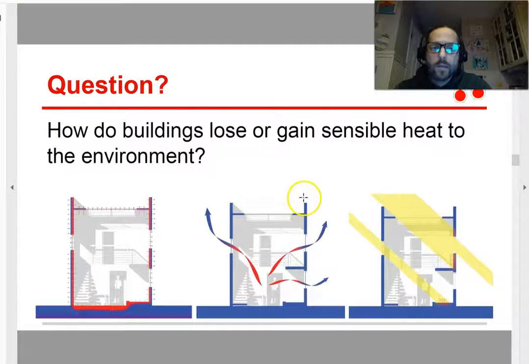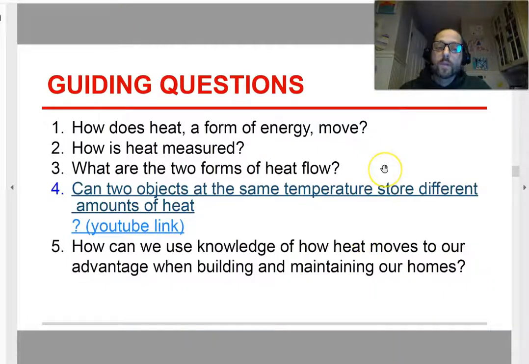And we know that buildings can lose heat to the environment in other ways, right? So we have airflow, we have heat through the building surfaces, and then we have solar heat gain. We've also discussed the principle of thermal mass. You should remember from our passive solar lesson, right? So we know that different objects can store different amounts of heat.